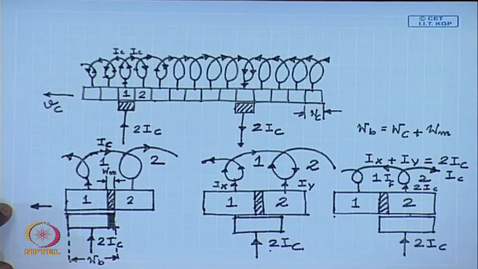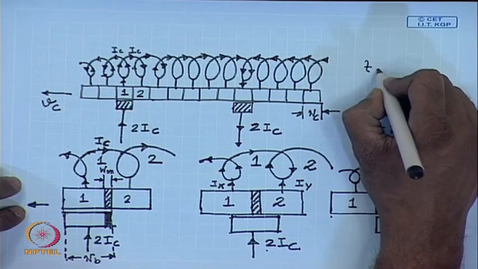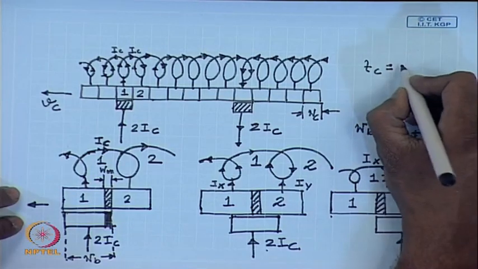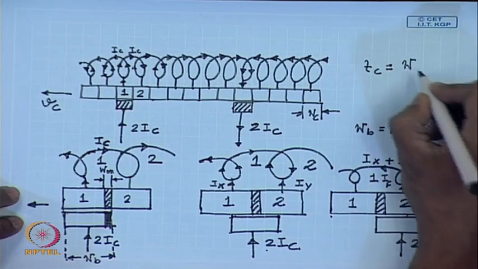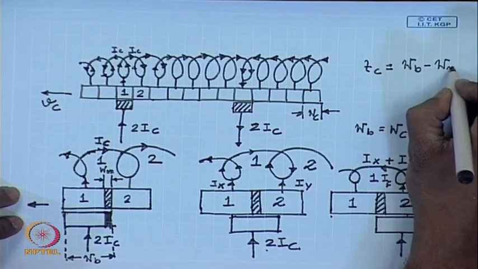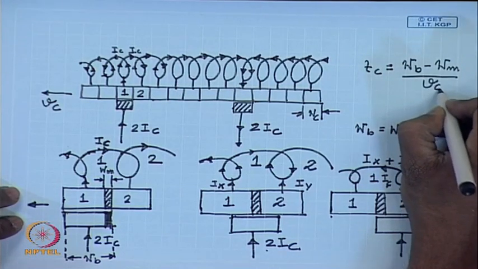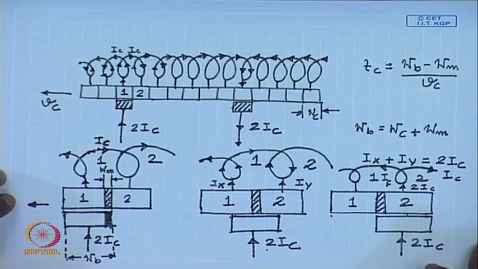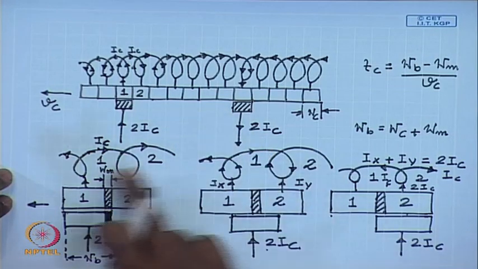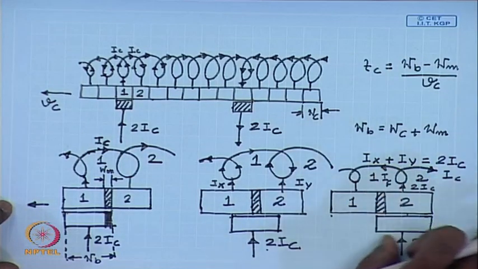minus IC, and the time taken can be easily calculated by the commutation time Tc equal to, during commutation the brush has moved by an amount Wb minus Wm, by Vc. During this period, the current in coil 1 must change from, if we assume this direction to be positive, from plus IC to minus IC.